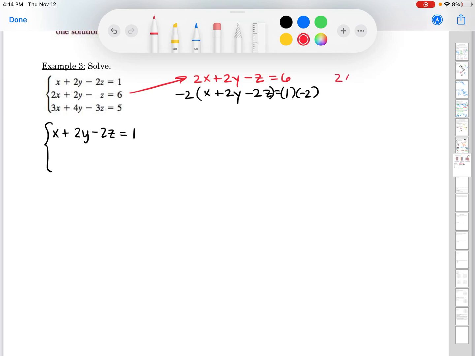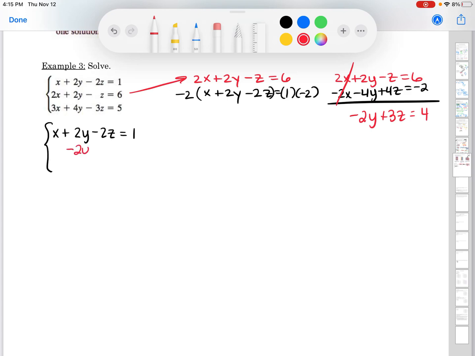So we have 2x plus 2y minus z is equal to 6. And that's negative 2x minus 4y plus 4z is equal to negative 2. And we'll add down. The x's cancel. That's negative 2y plus 3z is equal to 4. Okay. And it might be useful here to not keep that y negative, but it doesn't really make a difference either way. So we have negative 2y plus 3z is equal to 4.